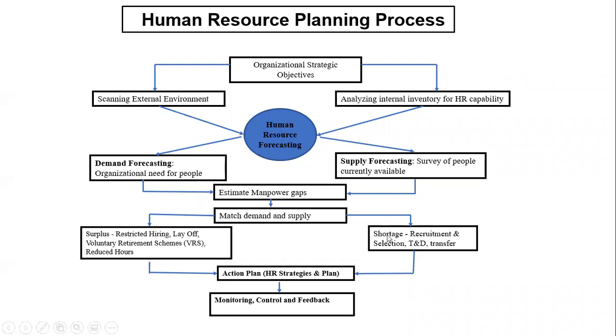Good. Now, when there are shortages. Shortages: recruitment and selection, T&D and transfer. Then action. Okay, and the last one. Monitoring, control, and feedback. Very good. Please, can you all see this diagram? Yes, sir.